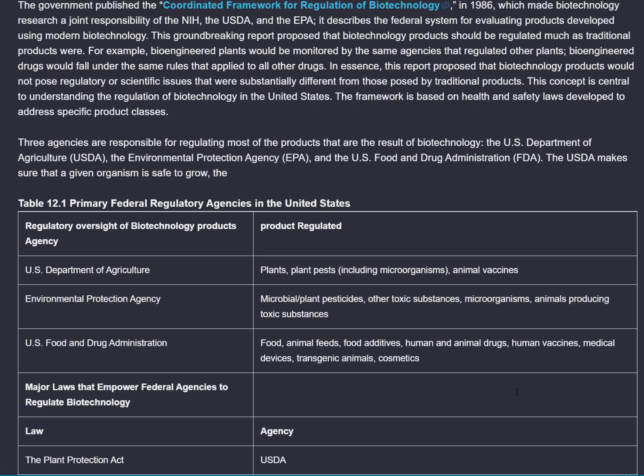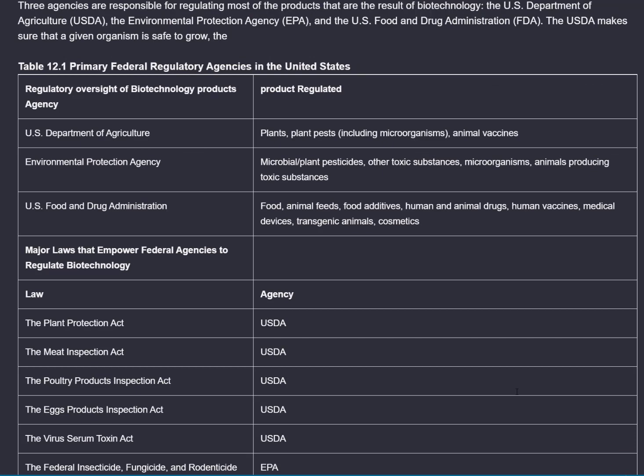The framework is based on health and safety laws developed to address specific product classes. 3 agencies are responsible for regulating most of the products that are the result of biotechnology: the U.S. Department of Agriculture, USDA, the Environmental Protection Agency, EPA, and the U.S. Food and Drug Administration, FDA. The USDA makes sure that a given organism is safe to grow.